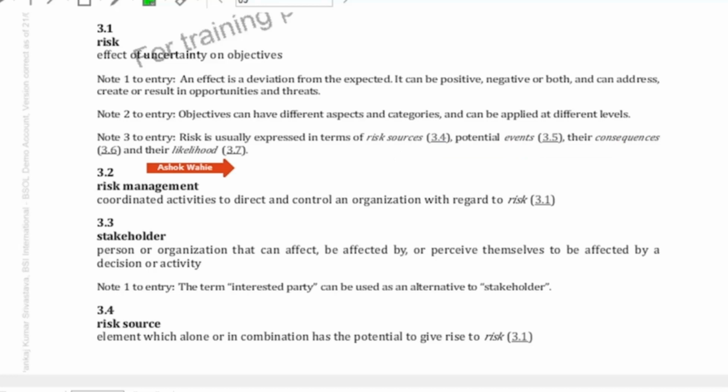So there are 4 things which you must keep in mind when you describe the risk. What was the risk source? The element which has given rise to the risk. For example, fire or a disgruntled employee or unavailability of the power supply, power failure. And what is the consequence? So there are 4 things: risk source, the element which has given rise to the risk, what is the potential event, describe the event, what are the consequences, and what is the likelihood. So remember these 3.4, 3.5 when you describe the risk. I hope it is clear to everybody.